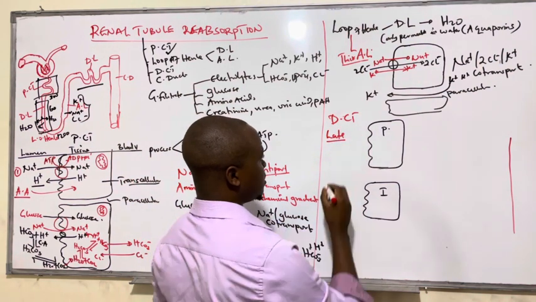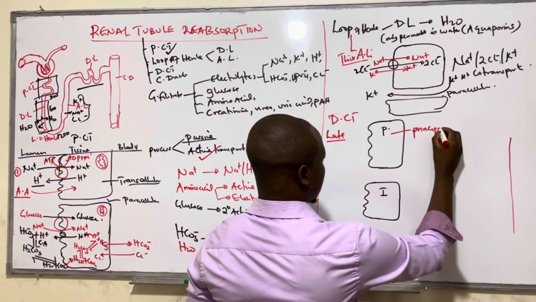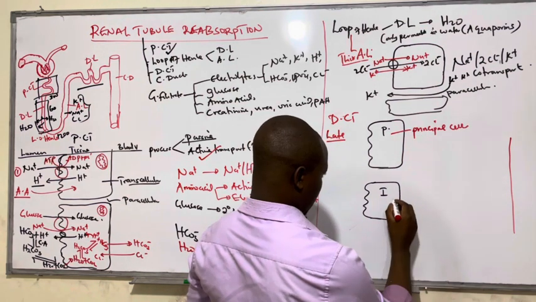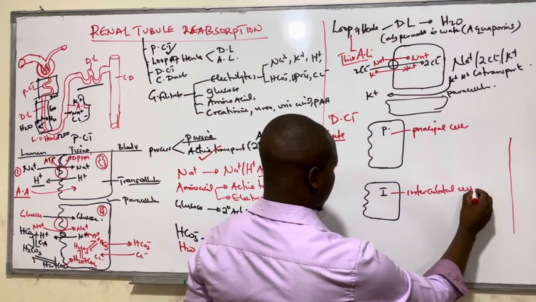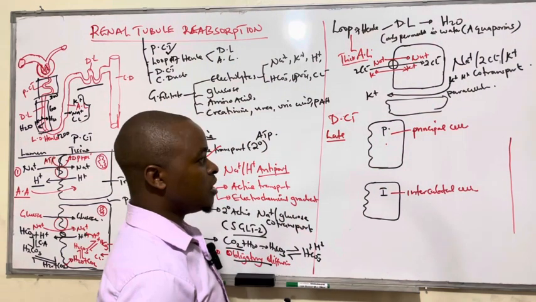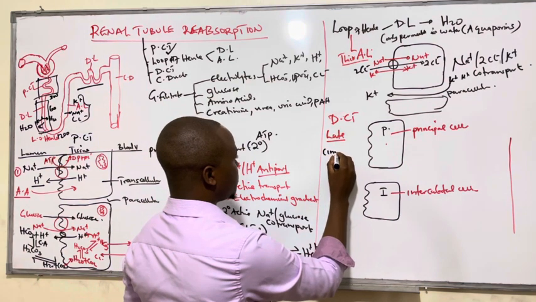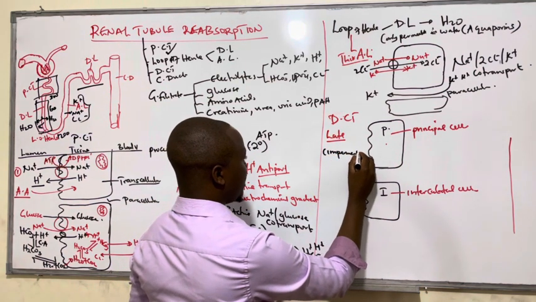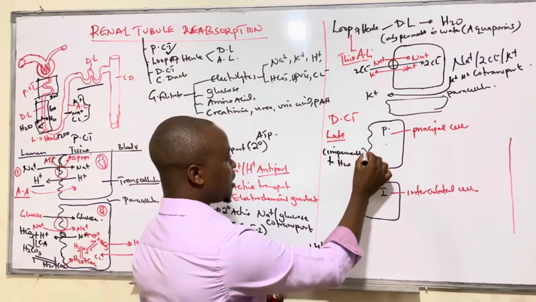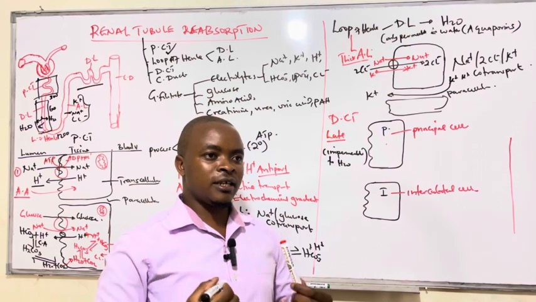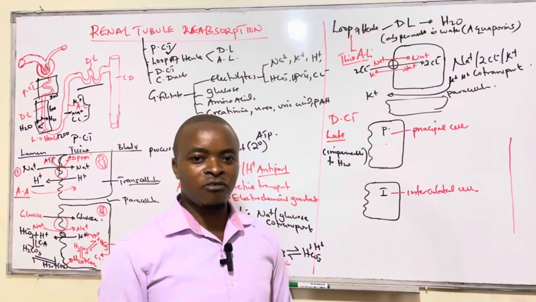late part of the DCT, we find cells like principal cells. It has principal cells, it has intercalated cells. And we see these principal cells being the one, we know that naturally DCT is impermeable to water. It is impermeable. But whenever there is need of water, maybe there is little intake and there is much exercise you have been doing, you have been sweating, the body needs to conserve water.